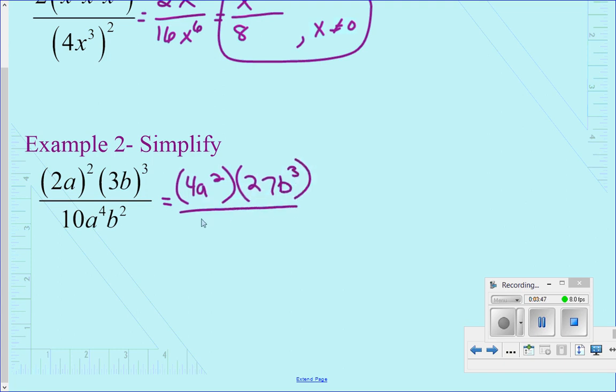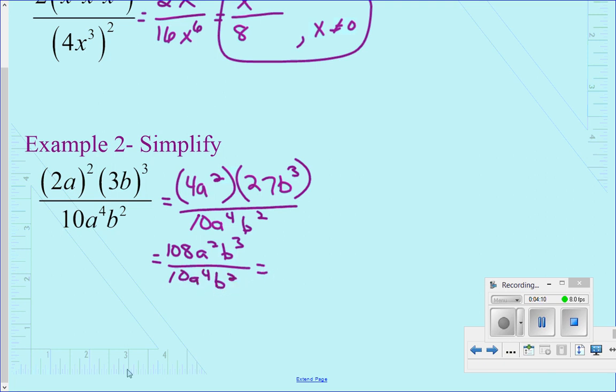And then that's over 10a to the 4th b squared. So let's simplify the 4 times 27, or if you want, simplify the 4 over 10. Either way, we can either multiply first and then simplify, or simplify first and then multiply. So 4 times 27 is 108, a squared b cubed over 10a to the 4th b squared.